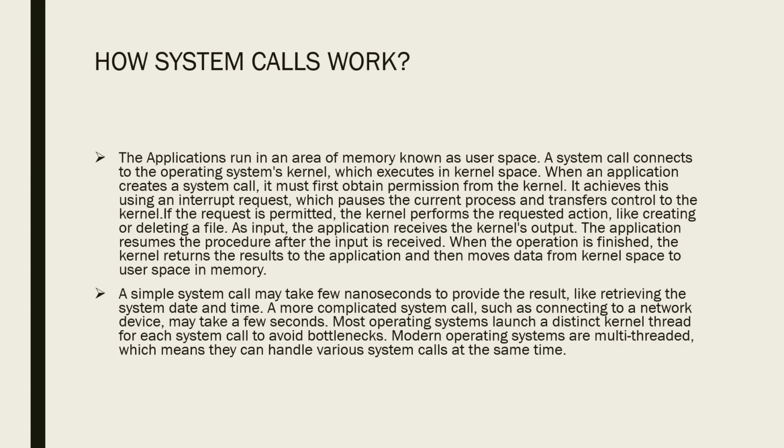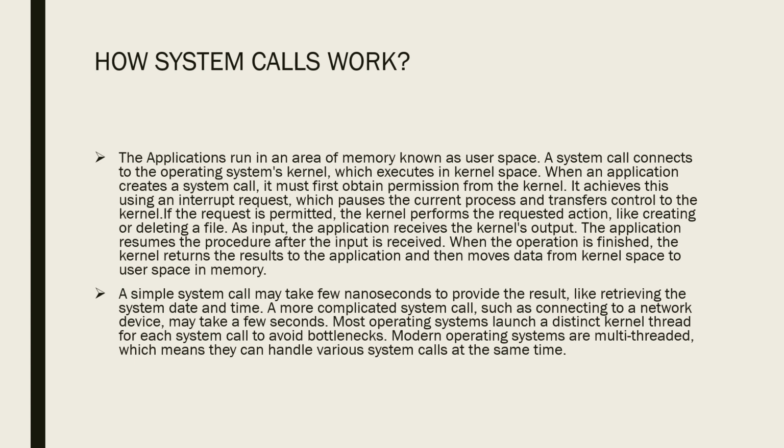How does a system call work? The application runs in an area of memory known as user space. A system call connects to the operating system's kernel, which executes in kernel space. When an application makes a system call, it must first obtain permission from the kernel. To achieve this, it uses an interrupt request, which pauses the current process and transfers control to the kernel. If the request is permitted, the kernel performs the requested action, like creating or deleting a file. As input, the application receives the kernel output. The application resumes the procedure after the input is received.